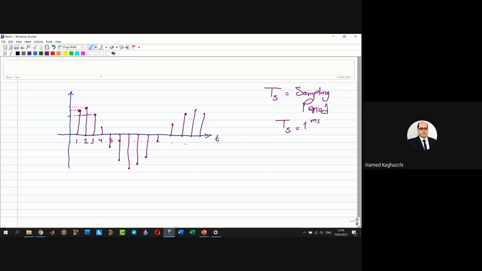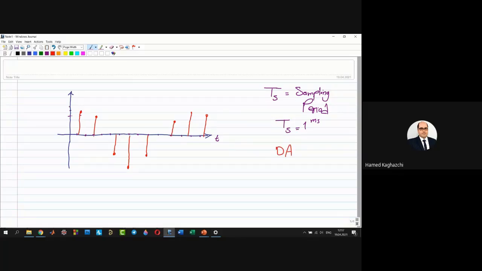Now, by changing the value of Ts, I can have different types of sampling. For example, I can change my sampling like that. Now, this is the sampled signal. This is also a sampled signal. But what is the difference between these two sampling forms? The difference is in converting digital to analog.